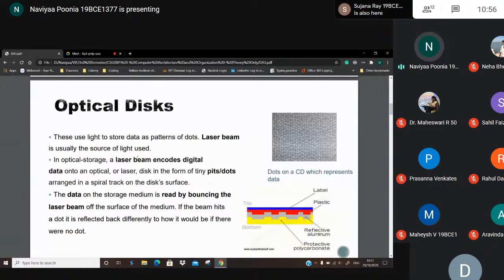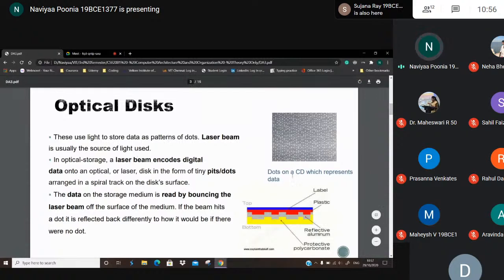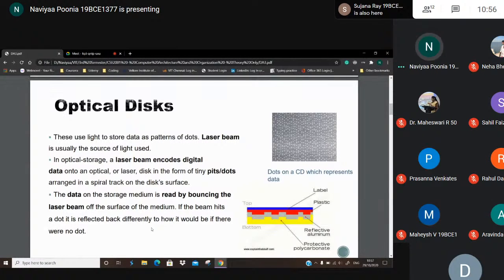To read the data, the laser beam is reflected back by the surface of the disk, which is this reflective surface as shown here. And when the beam hits the pit, the reflection is different from when it hits the surface without a pit. So that's how the data is read on a disk.